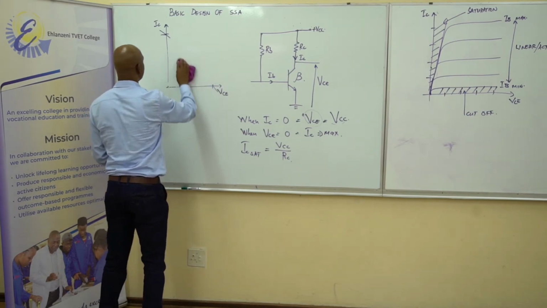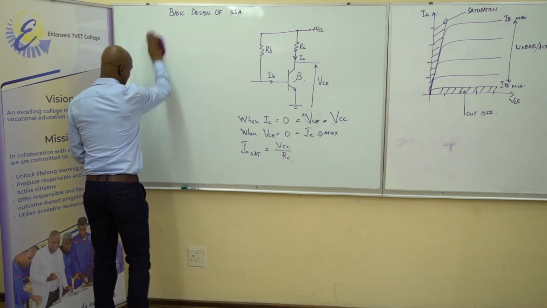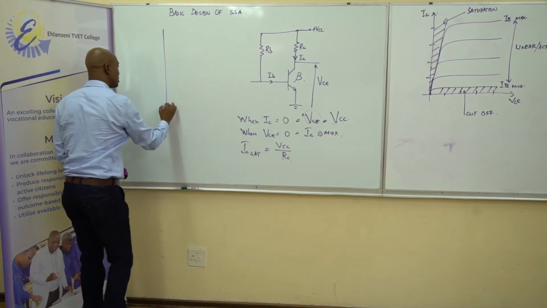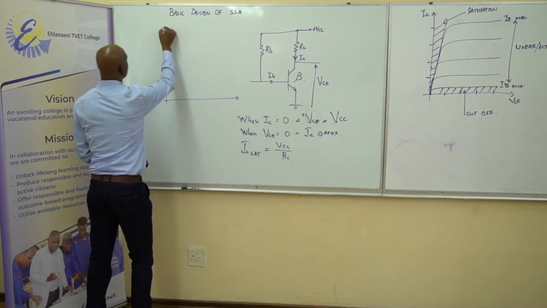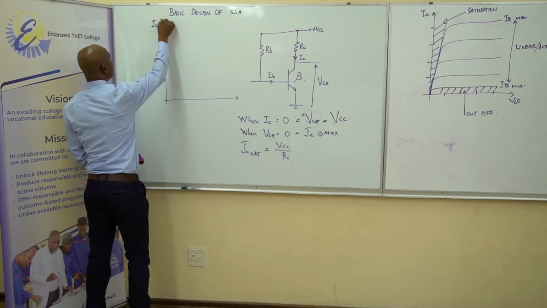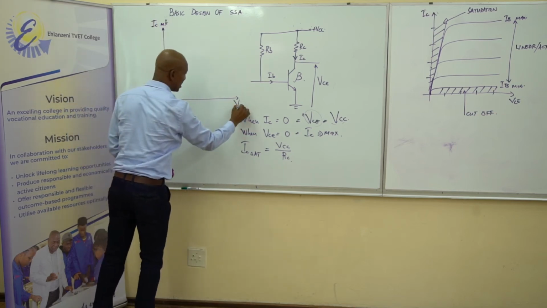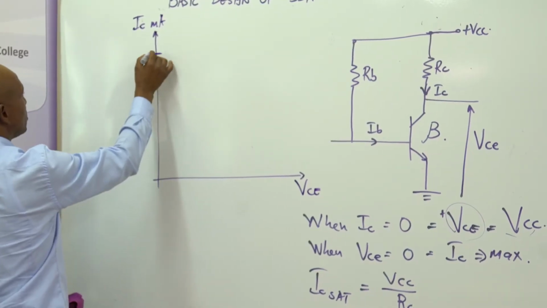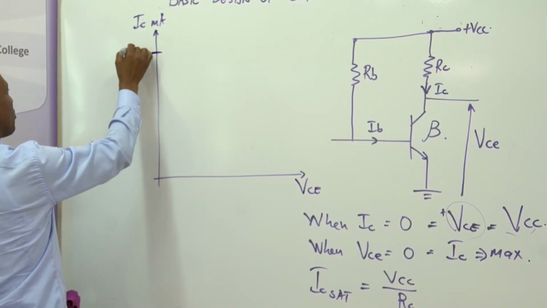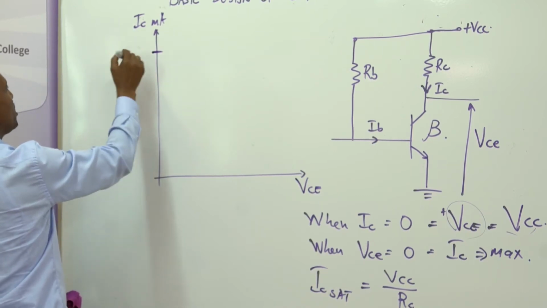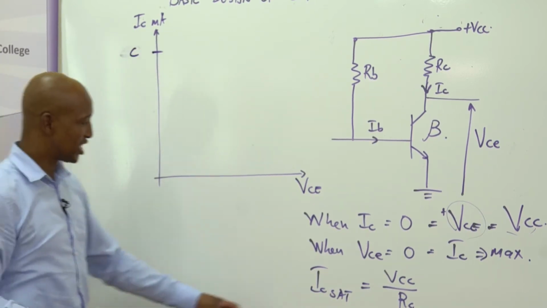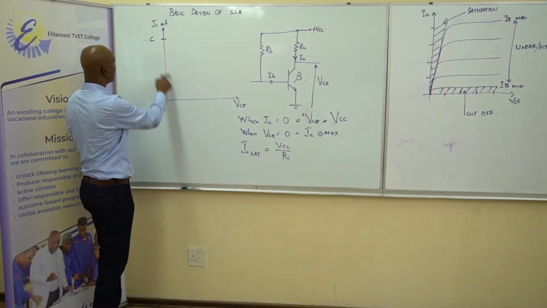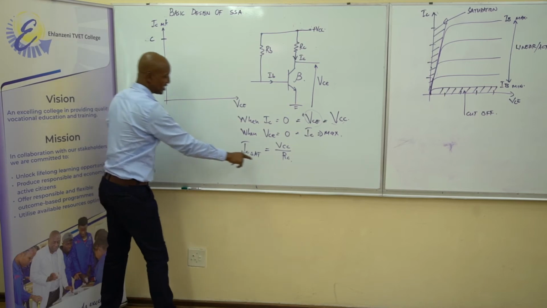So now in our output characteristics, we know one value. Let me just erase everything like this. In our output characteristics, this will be our IC in milliamps, this is our VCE in volts. So we now know point, let me call this point C. We now know point C, which gives us the value of IC maximum. We've already calculated it.